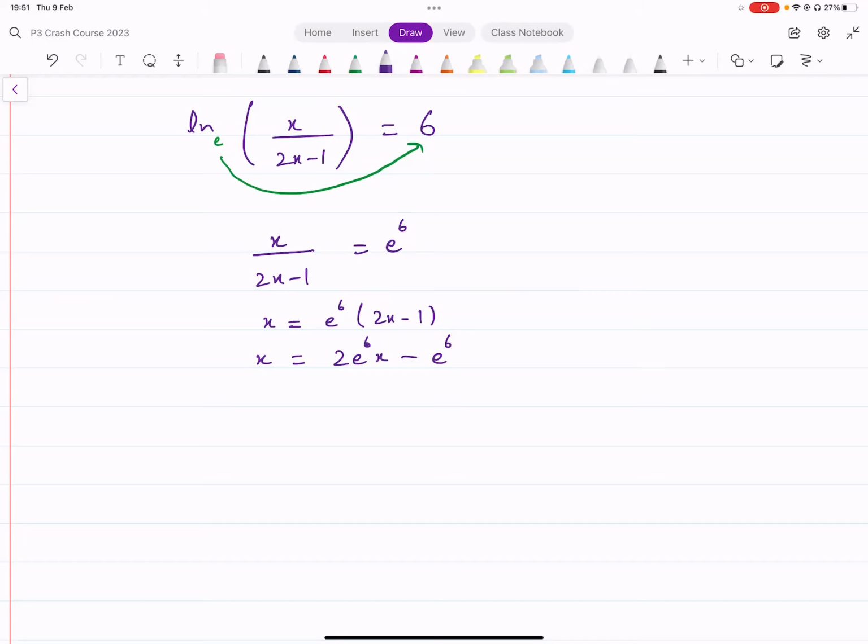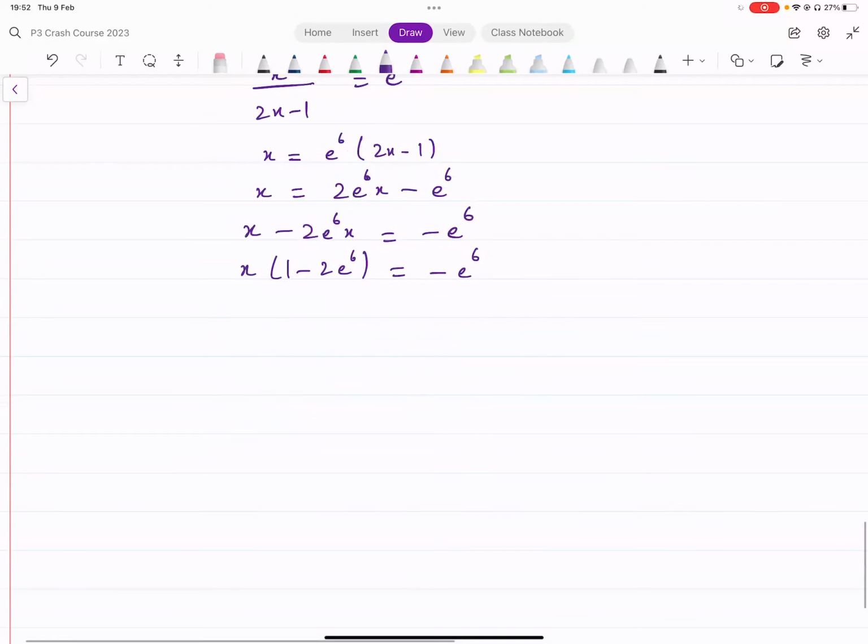You can take the x terms to one side. That's x minus 2e raised to power 6 times x. On the other side, you've got minus e raised to power 6. Take x common here. You want to find the value of x. You can take x common. And that leaves you with 1 minus 2e raised to power 6. And on the other side, you've got minus e raised to power 6. Divided on the other side, you get minus e raised to power 6 divided by 1 minus 2e raised to power 6.